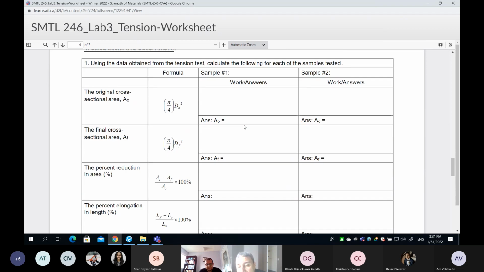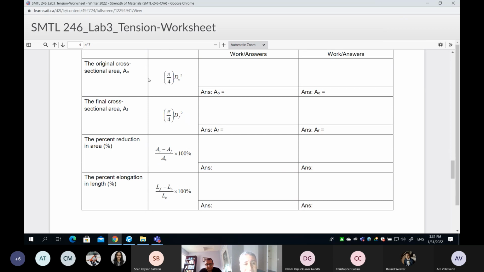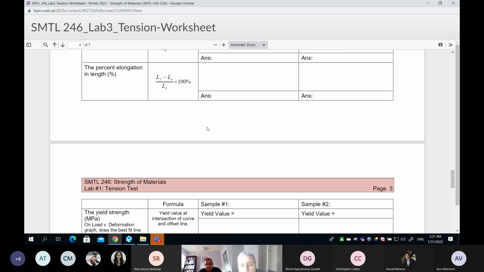But the reason I'm saying this document is valuable is that it contains the math. For example, if the quiz is asking you to find the original cross-section area A naught, how can we do that? Any help? How can I find the original cross-section area A naught? Yeah, that's pi over 4 times the diameter squared. Okay, how can we find the final cross-section area? Right here.